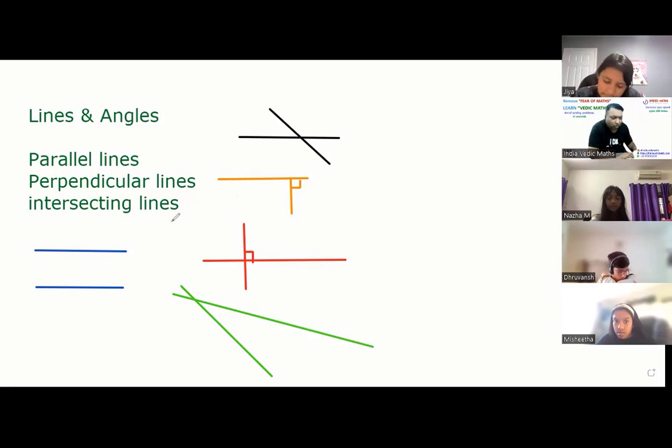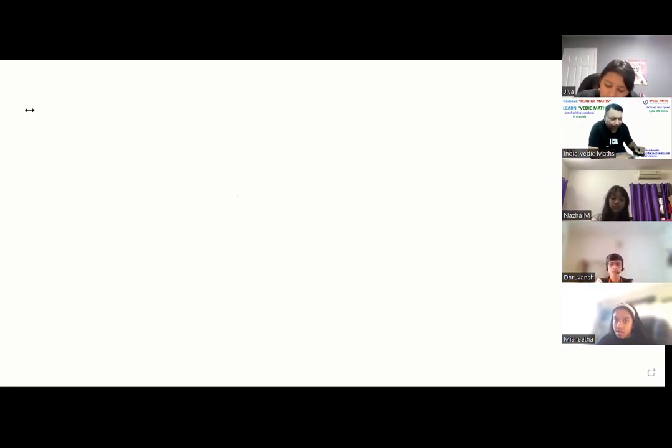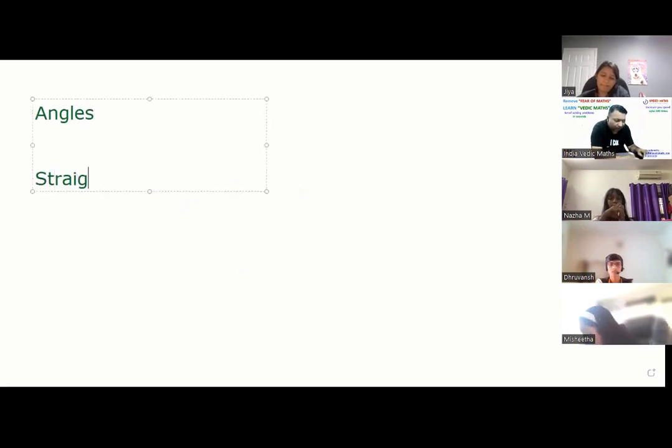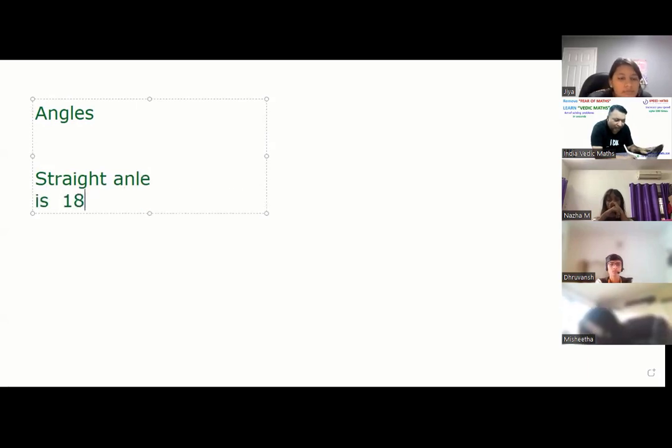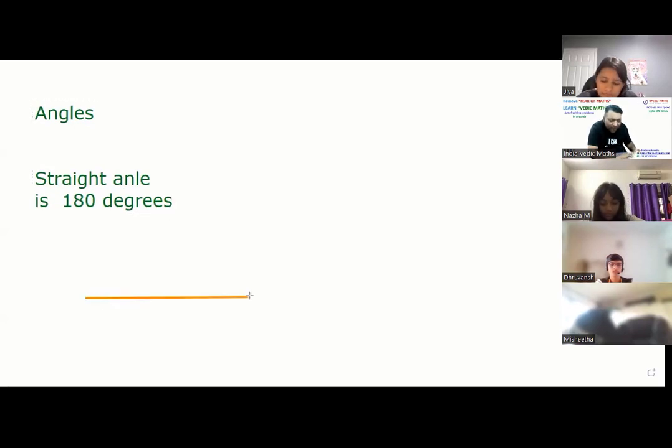Perfect. So now tell me, you all know about angles, right? The most important thing we'll talk about is straight angle. Straight angle is always 180 degrees. So what does it mean? Though we had drawn some question earlier, but it's a basic, so I thought we should do. Say this is a straight line, okay? This angle is 180 degrees, right, Naja and everyone?